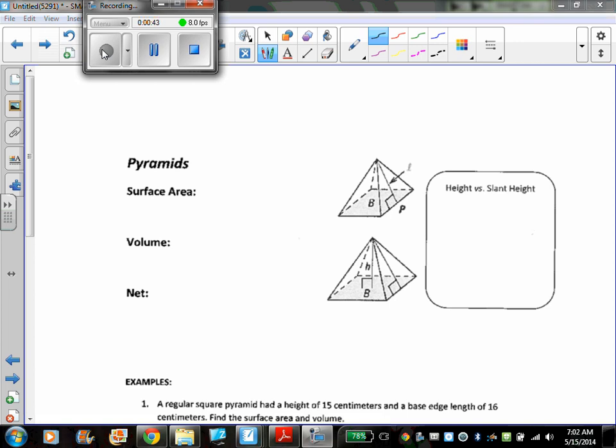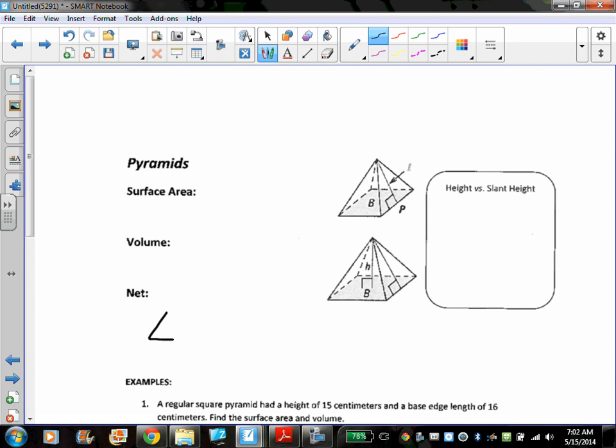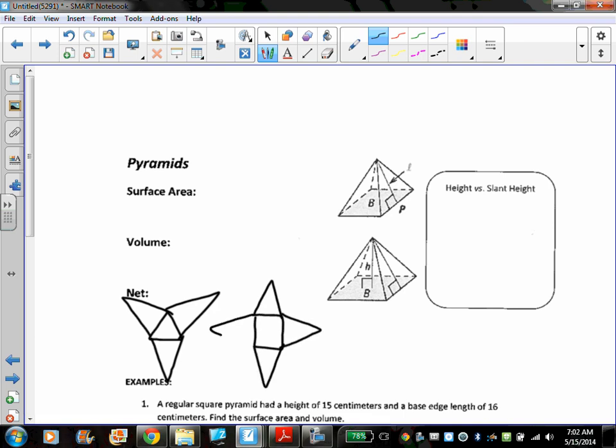The nets are going to basically all look like whatever the shape is at the base in the middle, and then triangles of some sort coming off of them. So that could be a net for a pyramid. If it were more of a square shape, it would probably look something more like this. Those triangles would sort of fold up and meet towards the top of the pyramid.